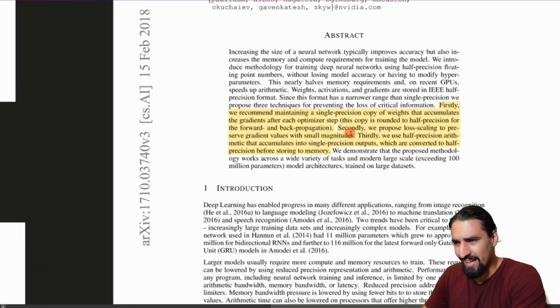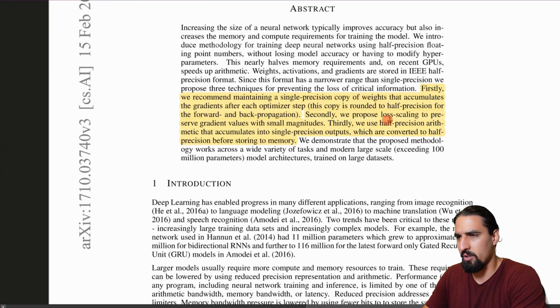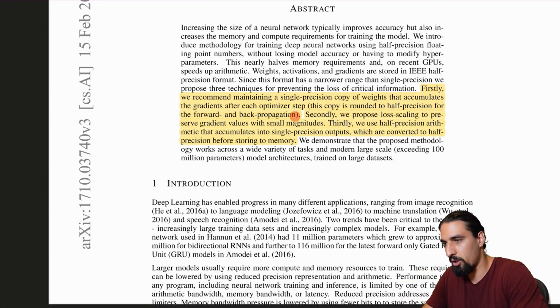So a couple of contributions from this paper. Let's read it. Firstly, we recommend maintaining a single precision copy of weights that accumulates the gradients after each optimizer step. This copy is rounded to have precision for the forward and back prop. So this is the first part. You're going to literally have 3 components that I want to explain, and then we're done.